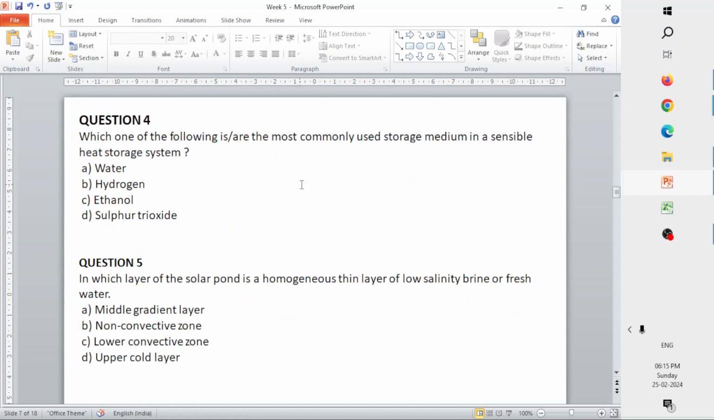Now we move on to the next question. Which one of the following is the most commonly used storage medium in a sensible heat storage system? As I said, in a sensible heat storage system there should not be any phase change. It's just that the heat is either released or absorbed depending only upon the temperature, whether it is raised or lowered. So we have four options: water, hydrogen, ethanol and sulfur trioxide.